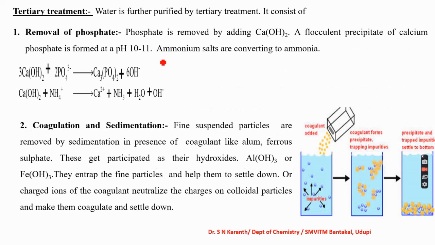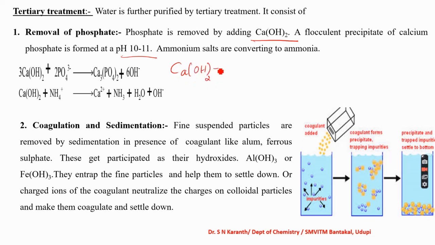That is removed by adding calcium hydroxide. A flocculent precipitate of calcium phosphate is formed at a pH of 10 to 11. Ammonium salts are converted into ammonia. So we can represent this calcium hydroxide.